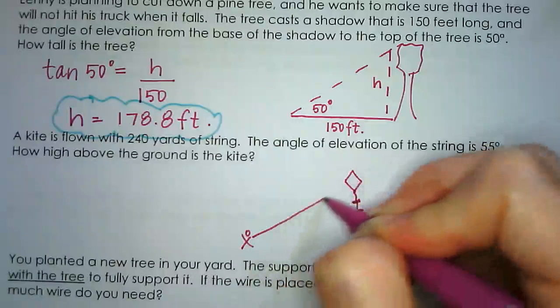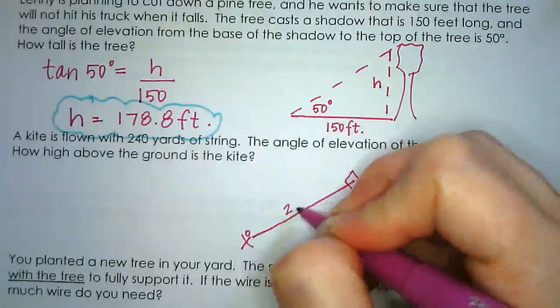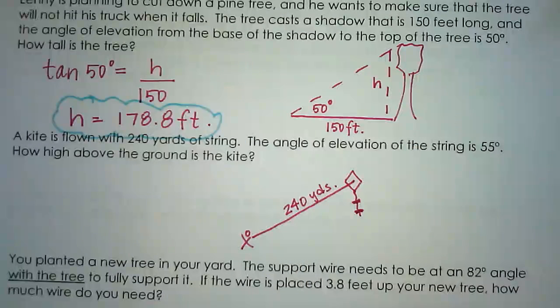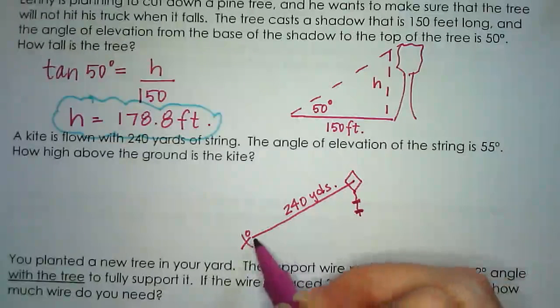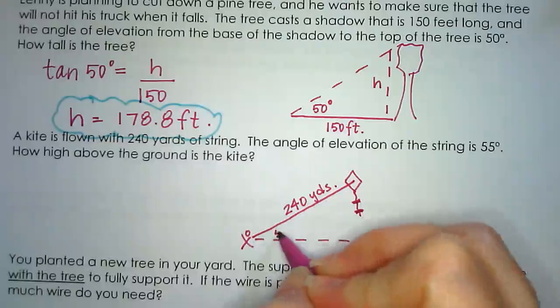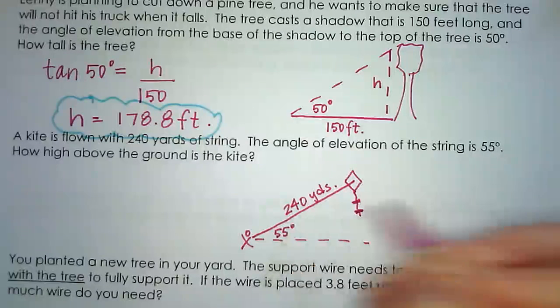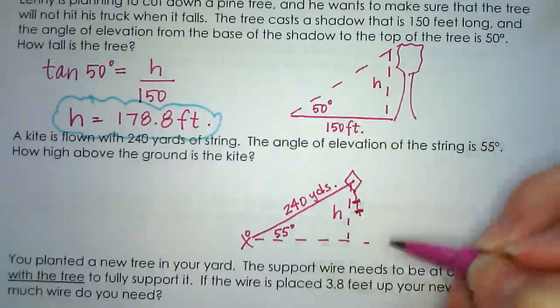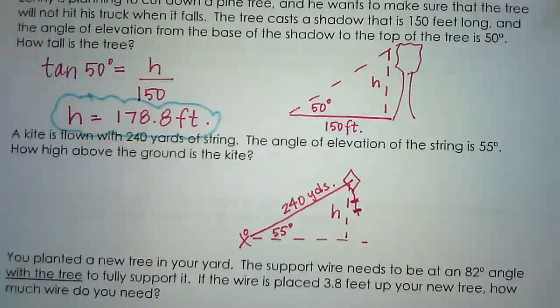So the string goes like this. So that's 240 yards of string. The angle of elevation with the string is 55 degrees. So if we want to think of this right here, so this is 55 degrees, and we're trying to figure out the height of the kite. So how high above the ground is the kite?